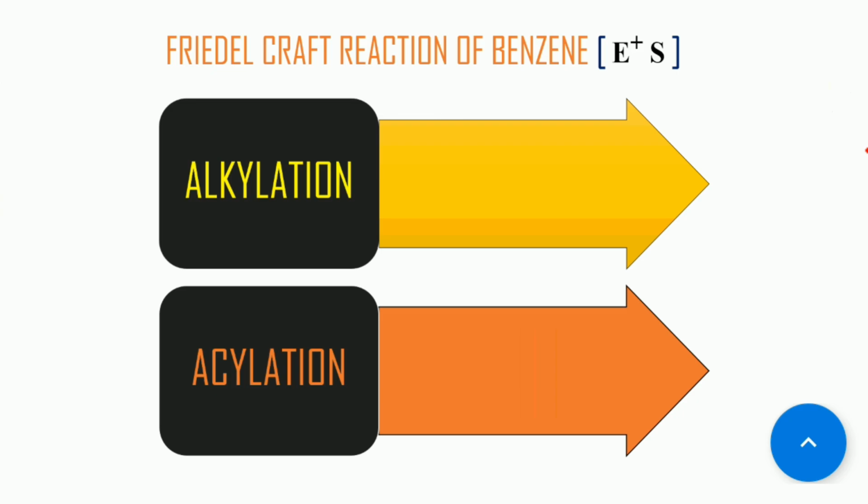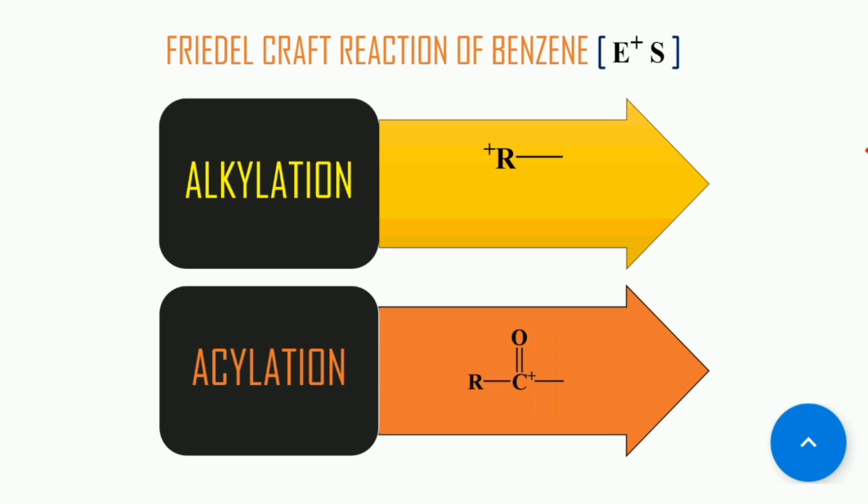Actually, this classification is created by using two different electrophiles. Means there are two different electrophiles which are used for the Friedel-Crafts reaction of benzene. So what are the electrophiles? They are, for alkylation, R⁺ like this, and for acylation, along with R, it is C⁺ double bonded to oxygen, means O, this one.